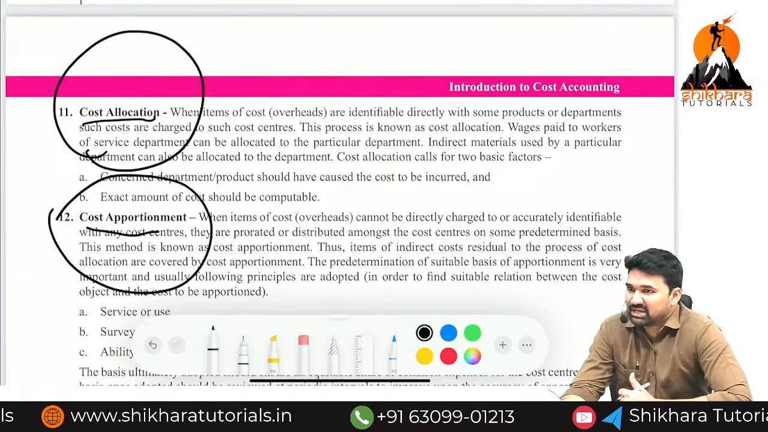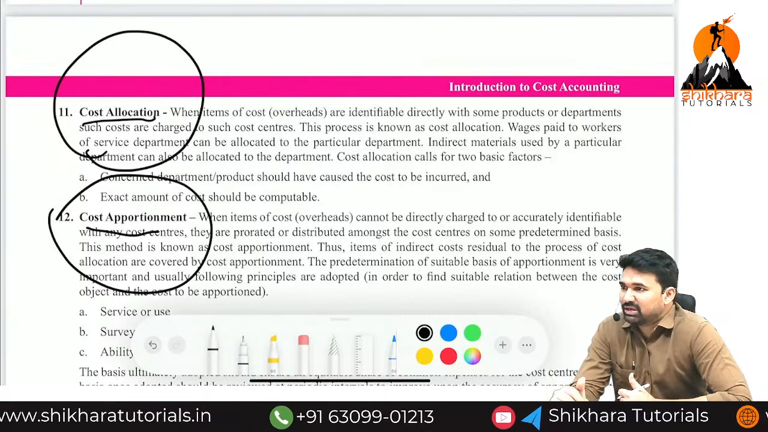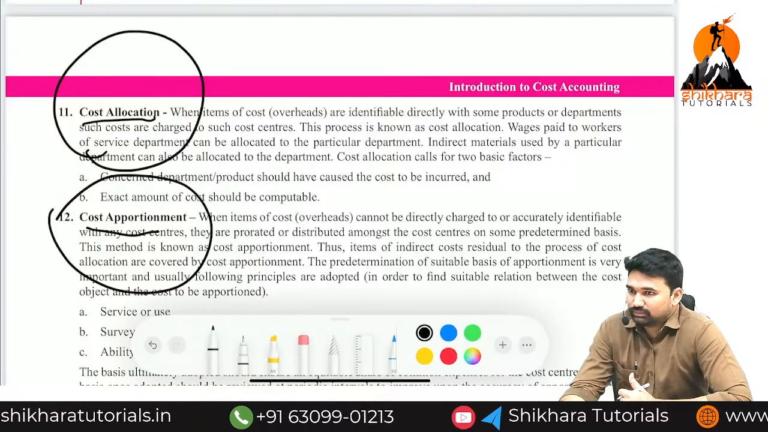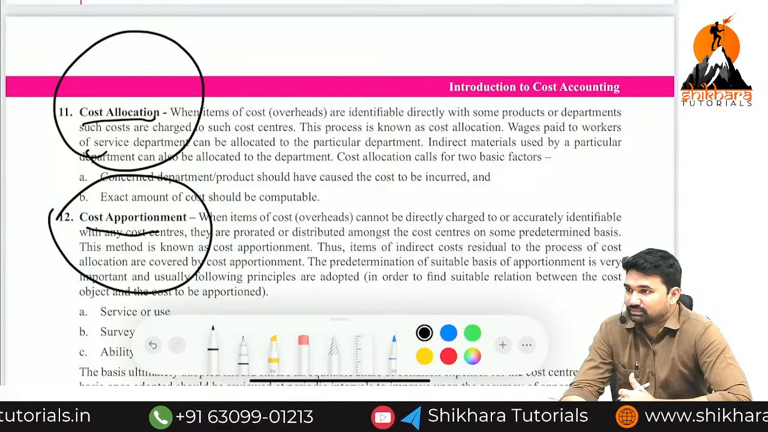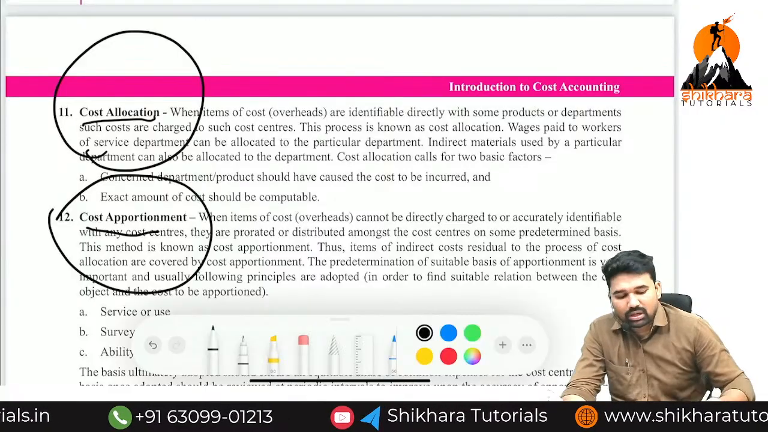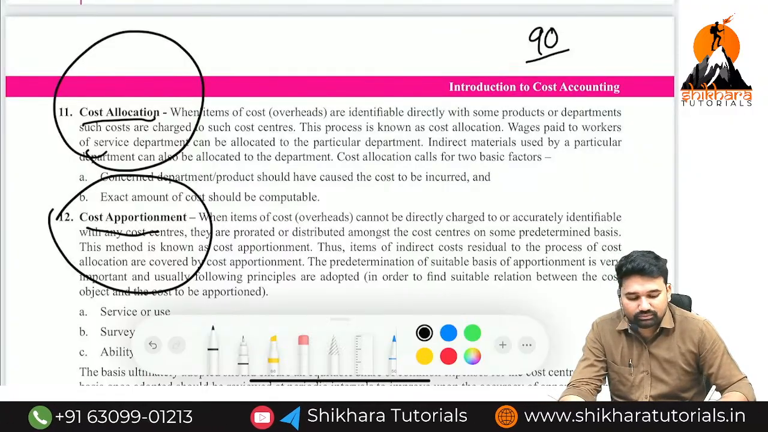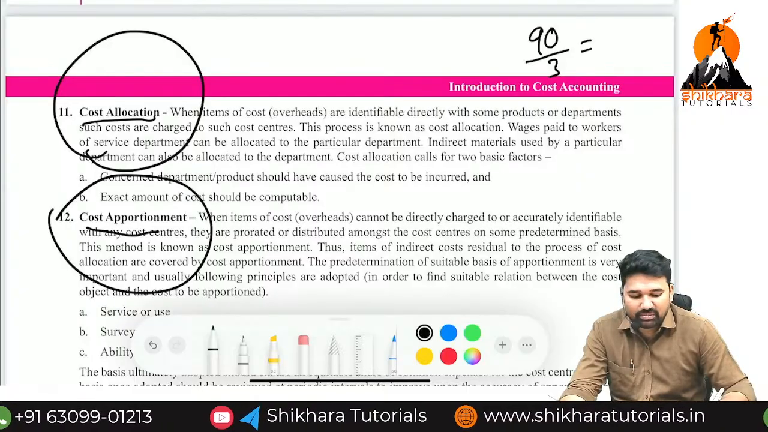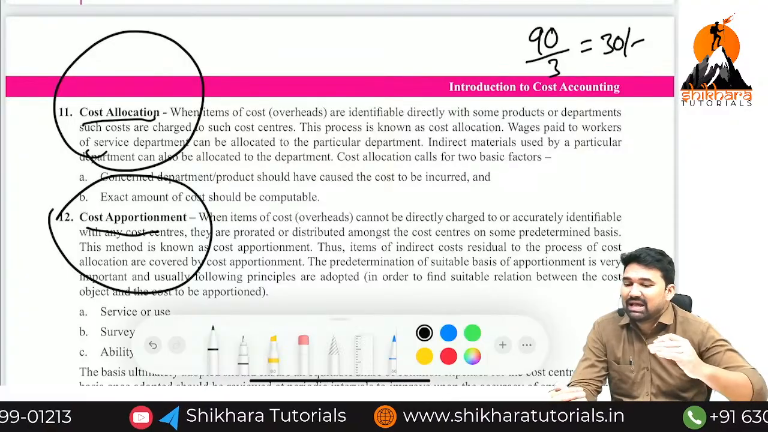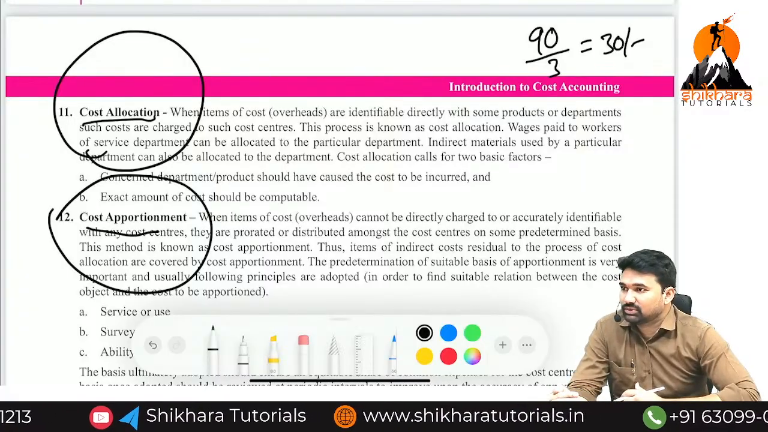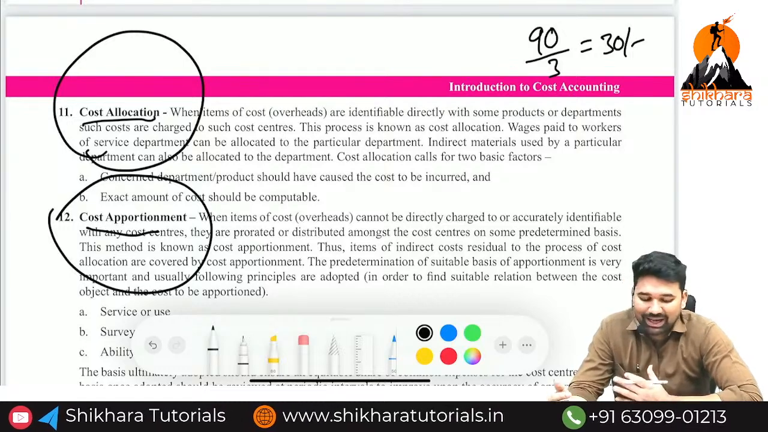Say for example, yesterday we discussed a simple example: three of your friends went to a cinema hall through a Rapido auto, and the Rapido auto charge is 90 rupees. What is the per head cost? 30 rupees simply. How has it been arrived? 90 rupees is the total expenditure, divided by 3, so ultimately it becomes 30 rupees per head. So this is directly traceable, and it is very simple for us to allocate the cost.